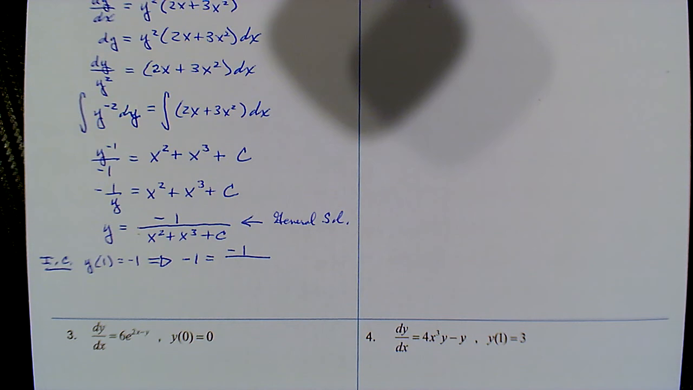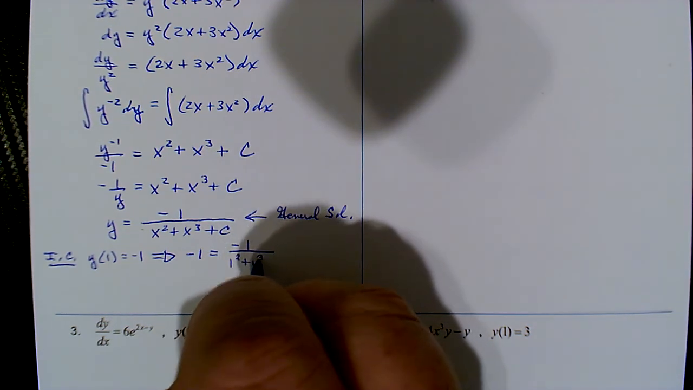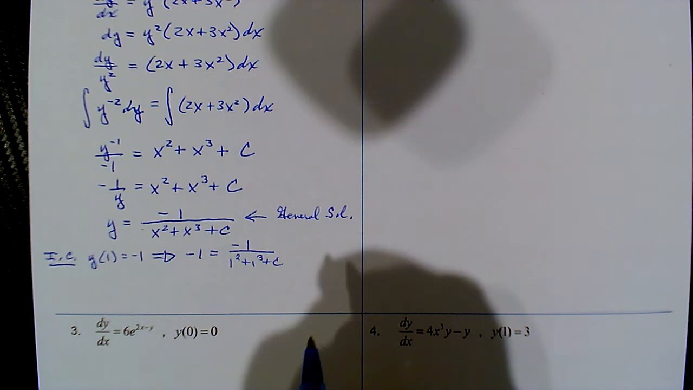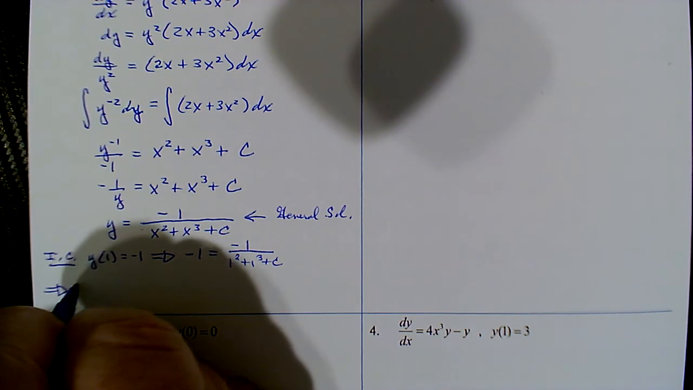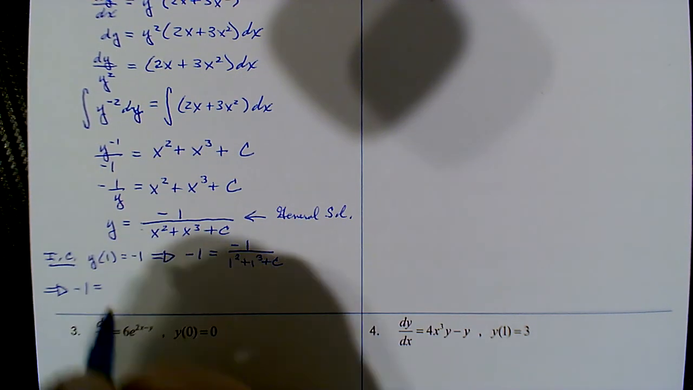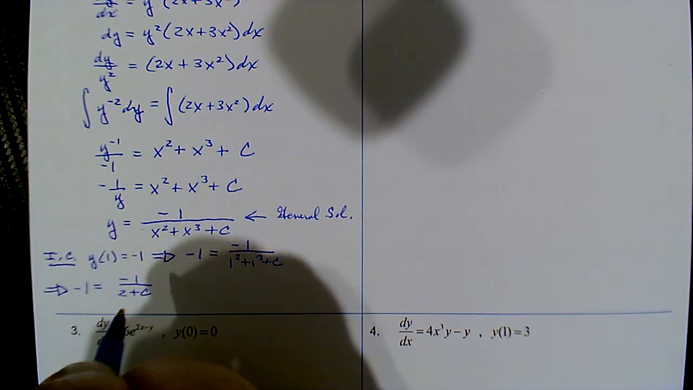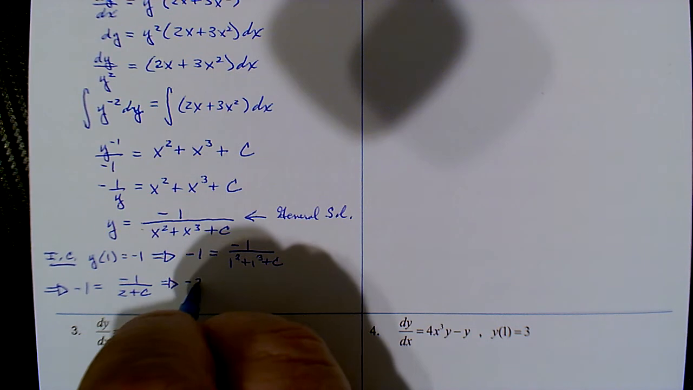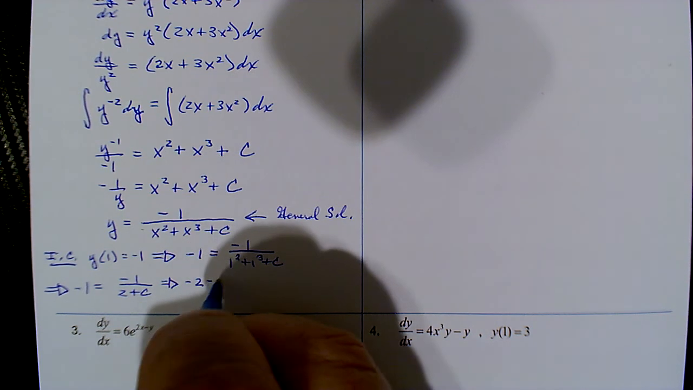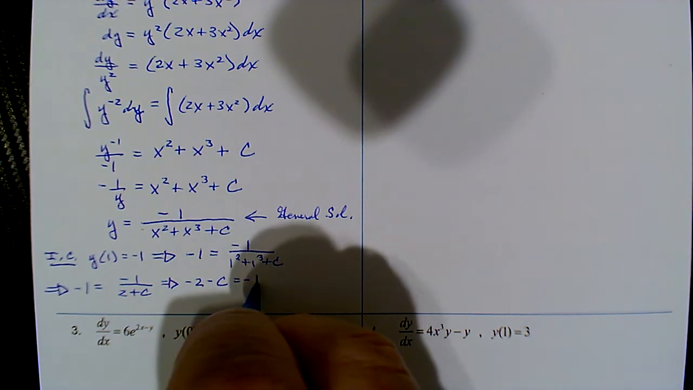So negative 2 minus c is equal to negative 1, multiplying both sides by 2 plus c. So then moving negative 2 over, we get that negative c is positive 1, so therefore c is negative 1. And so then finally our explicit solution is y equals negative 1 over x squared plus x cubed minus 1.